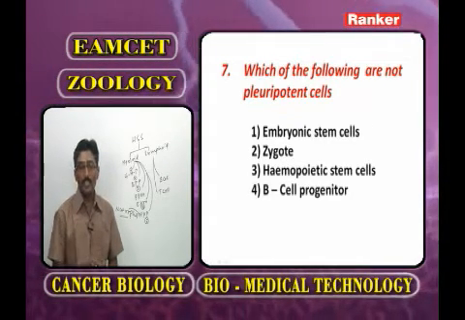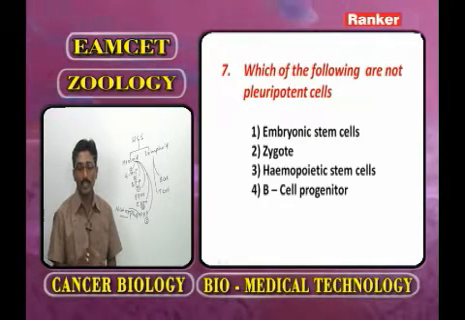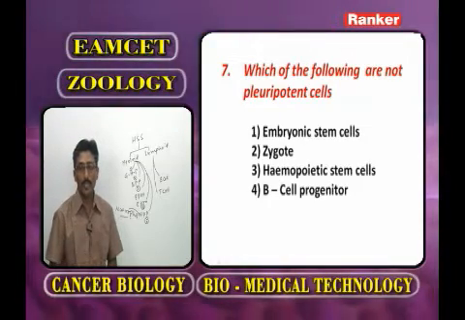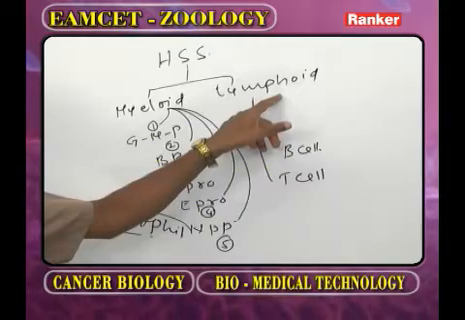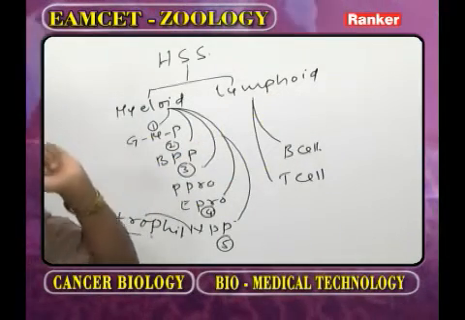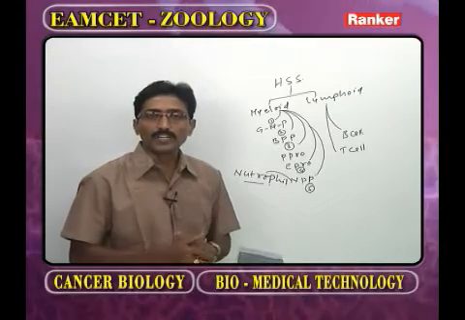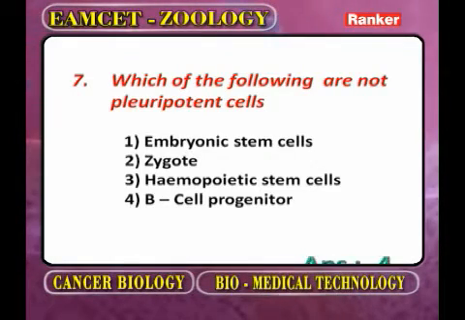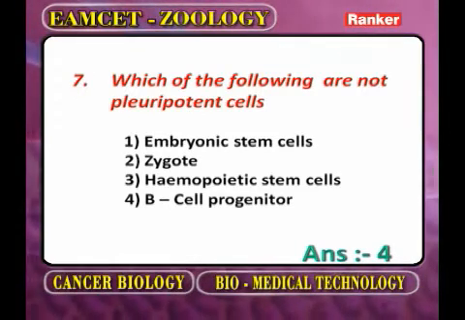Now here, out of these four, which is not an example of the pluripotent? The B cell progenitor. It is not pluripotent. The B cell is derived from the lymphoid progenitor. Later the B cell divides into two cells, one we call plasma cell and the other memory cell. So the answer is, the B cell progenitor is not an example of pluripotent. Now the next one.